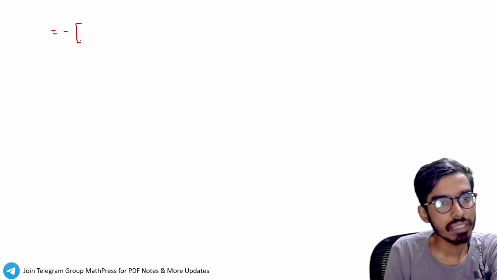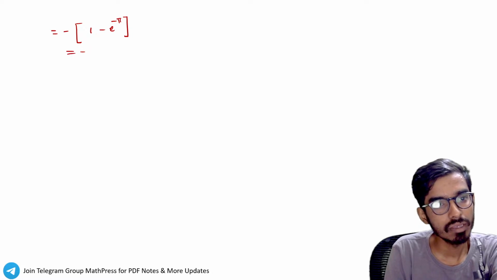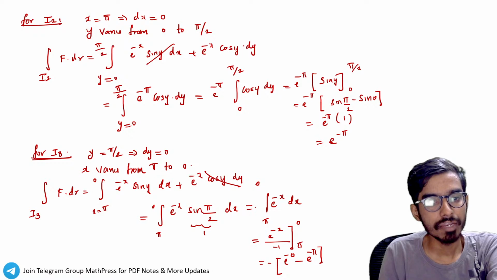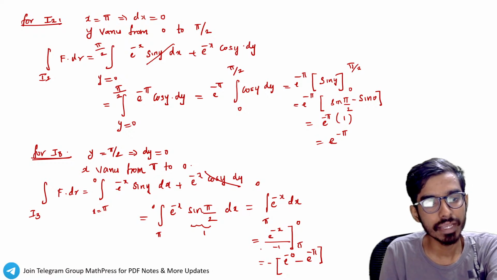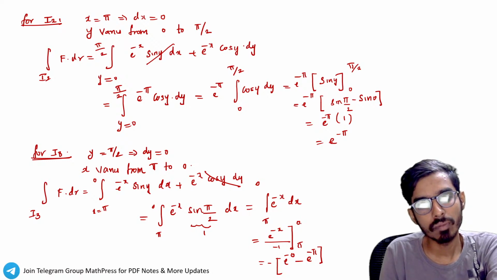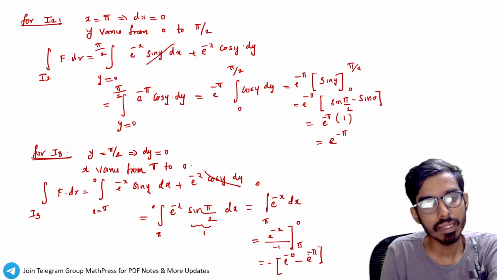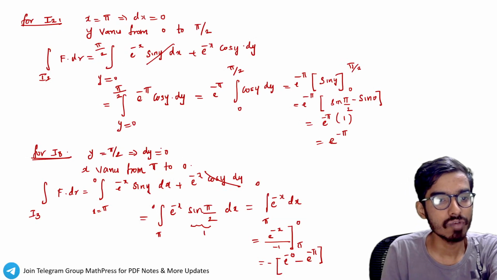So this will be minus half. So e power 0 is 1 minus e power minus pi. So minus 1 plus e power minus pi is the value of I2, right? So integration of e power minus x is e power minus x by minus 1. Let's keep this minus outside. So upper limit minus lower limit: e power 0 minus e power minus pi. So minus 1 plus e power minus pi is the value of I3.